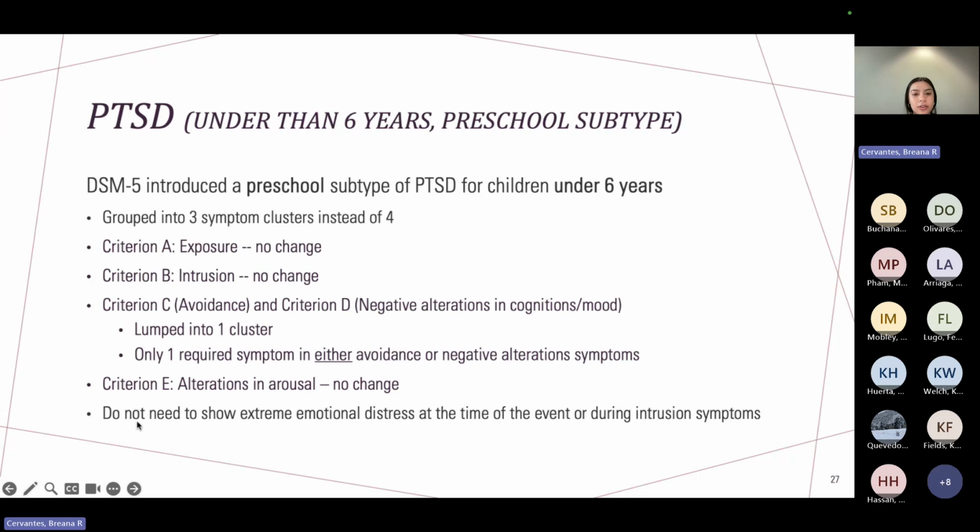The other thing is just keeping in mind that they don't need to show extreme emotional distress at the time of the event or during the intrusive symptoms, which can make it a little bit hard, I think, for some people to detect PTSD in preschool age, because it's not as common that you'll see this extreme level of emotional distress the way you might see in an adult.